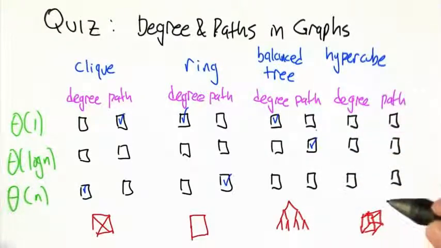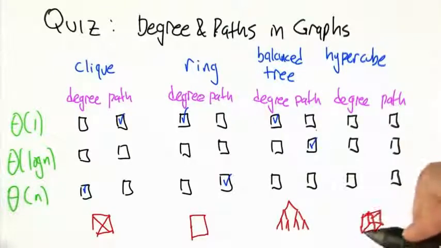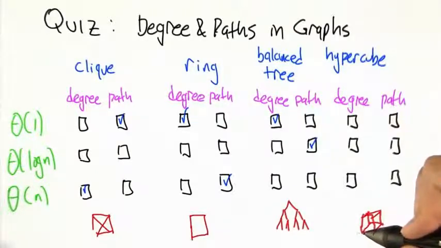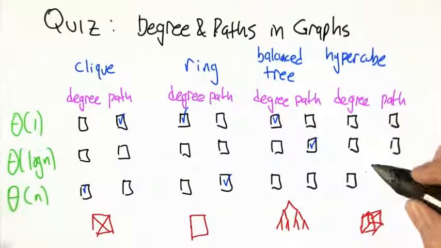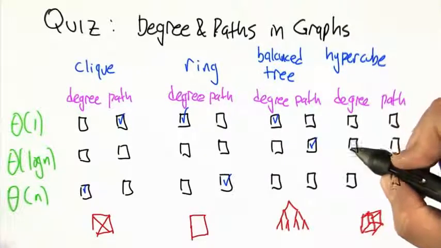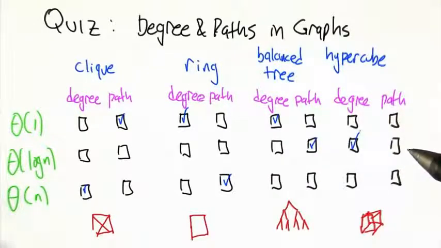All right, finally, let's look at our friend the hypercube. In a hypercube, each node is numbered with log n bits, and it's connected to all of the other nodes in the network that have names that differ by at most 1 bit. There's at most logarithmically many of those. So each node in a hypercube is connected to log n other nodes. The degree is big theta of log n.